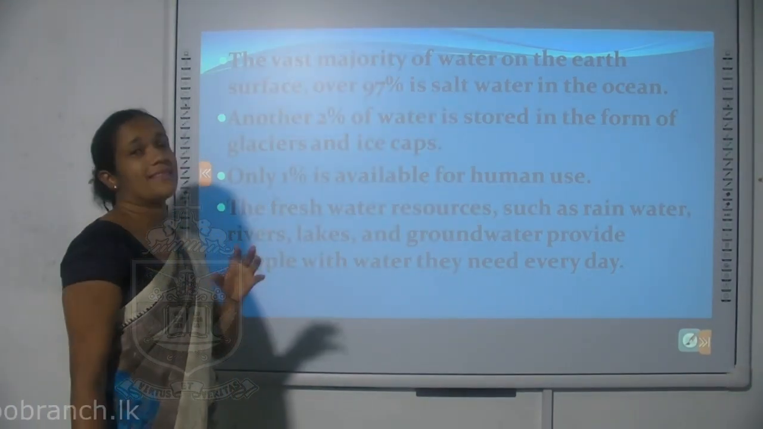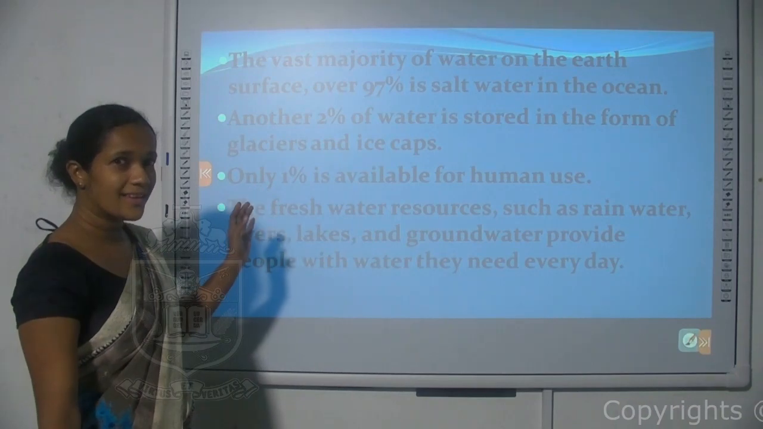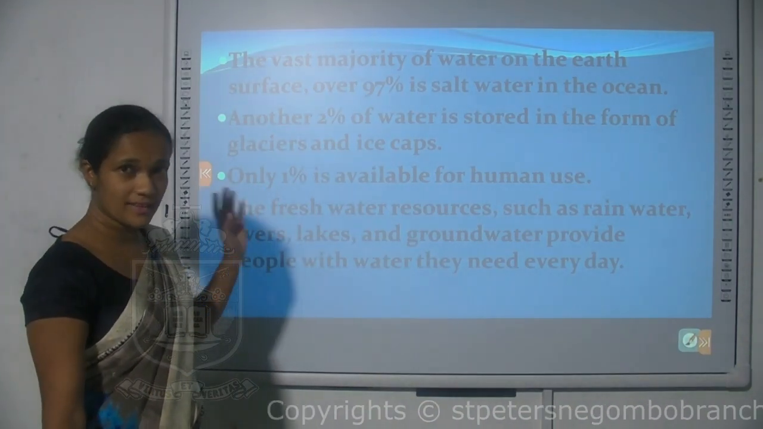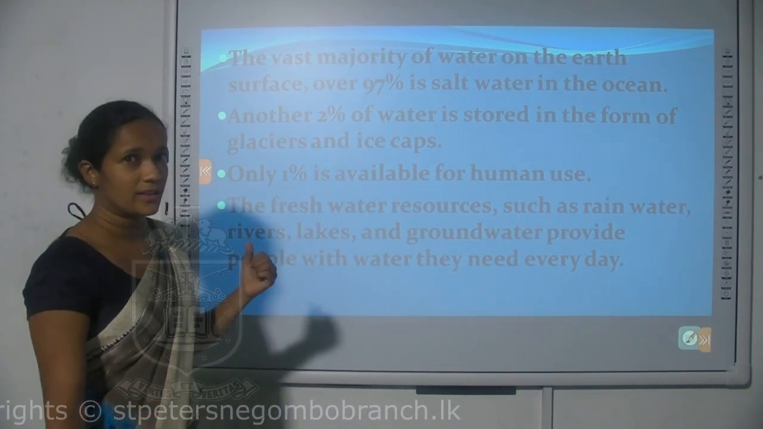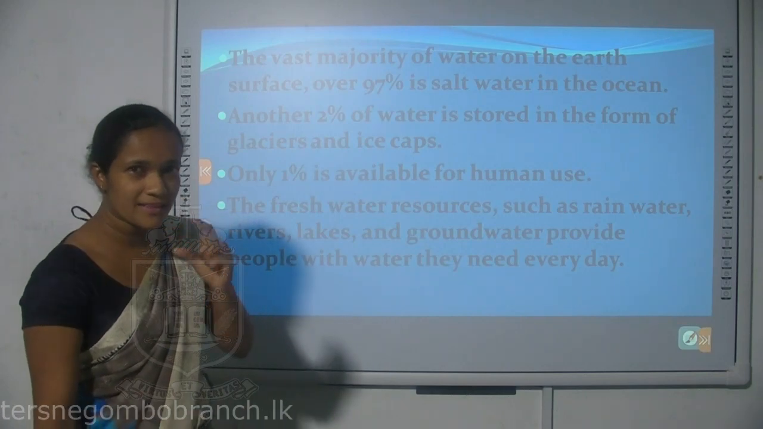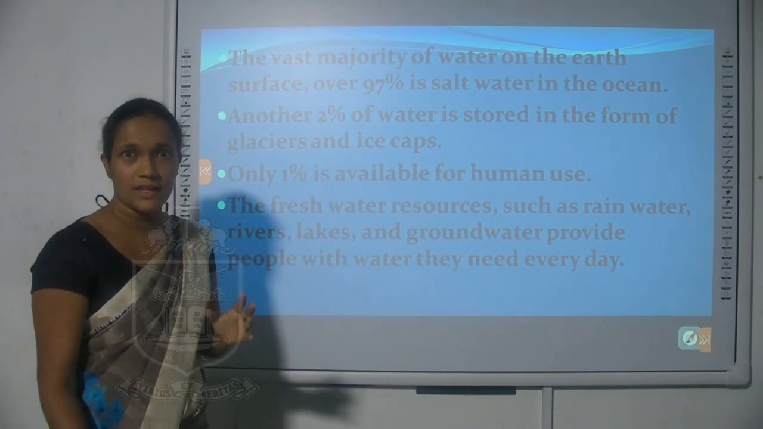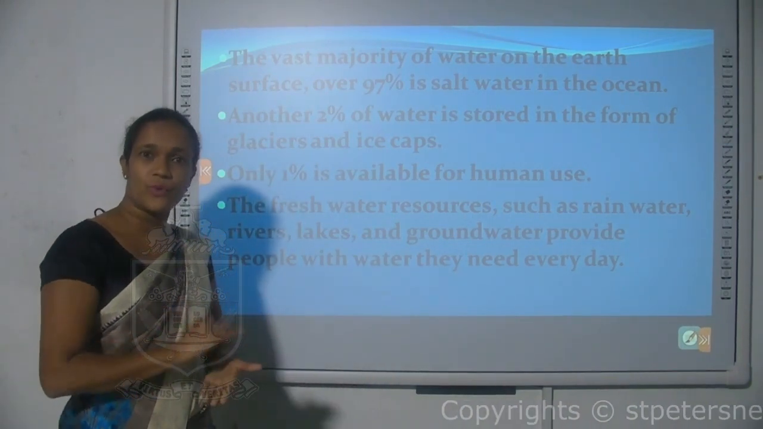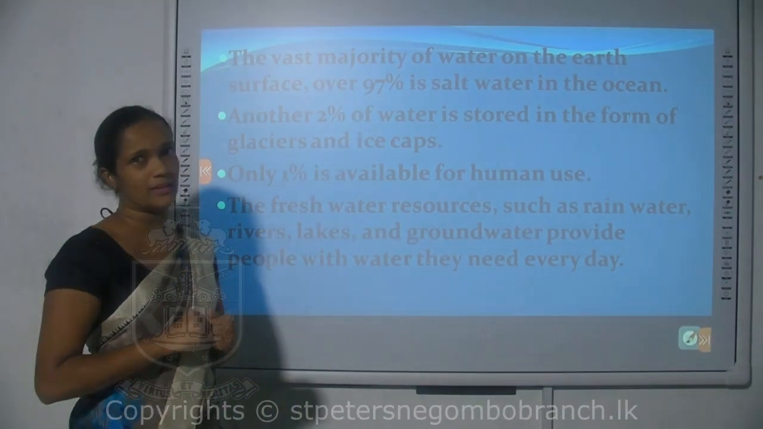So it says that by seeing this part, you can see that the water is very important and very essential, and we must save this water because we have only 1% of water to use to do all the activities in the whole world. This is not only for Sri Lanka. For the whole world, we have only 1% of water.